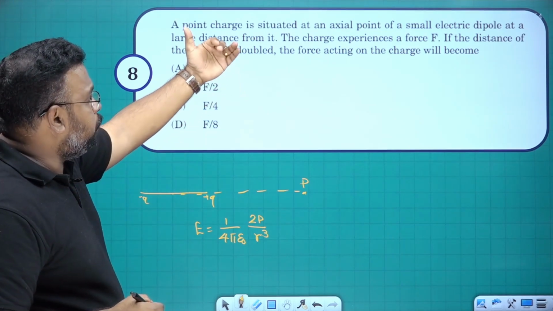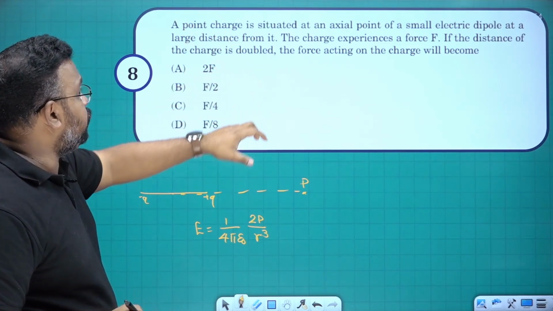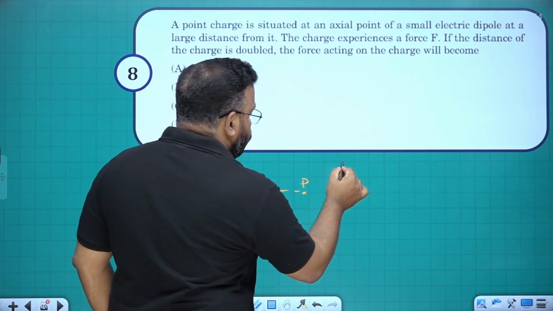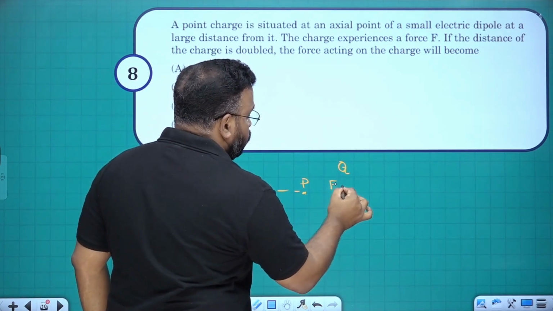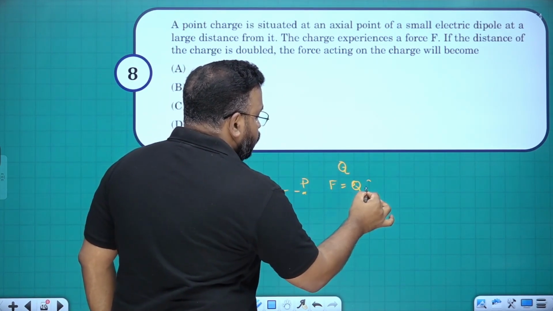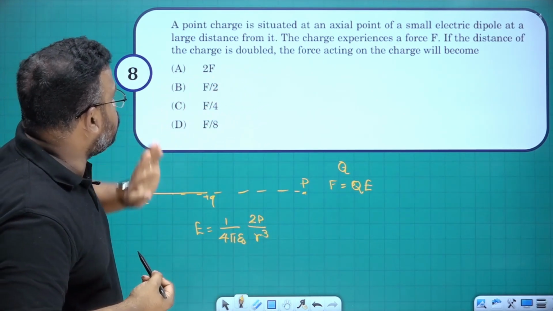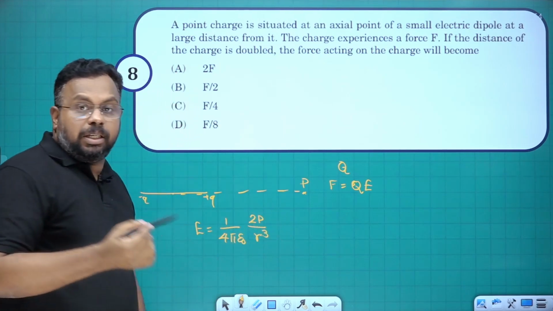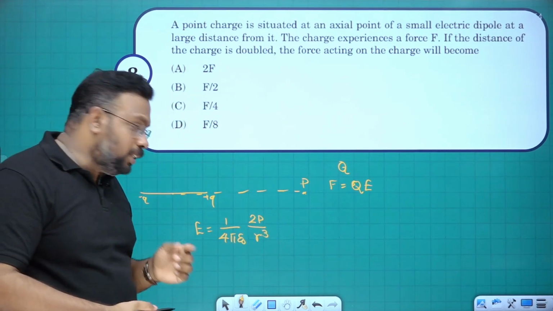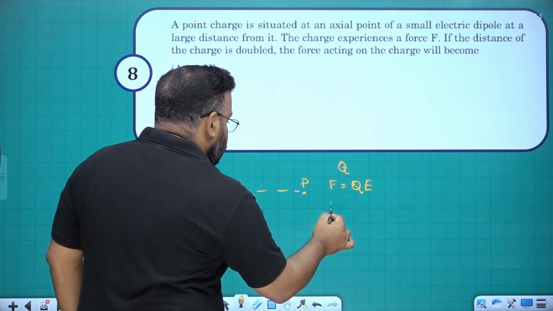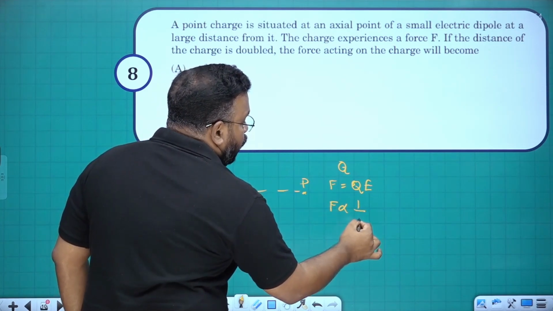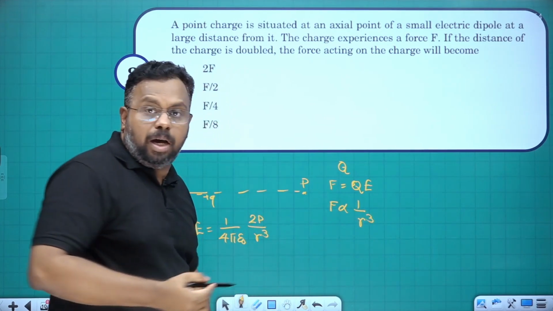So here the charge experiences a force F. A charge is kept at that point. So if I am taking q as a charge, you know that F is equal to what? That is q into E. E value is 1 by 4 pi epsilon naught 2p by r cube. If the distance of the charge is doubled, we need to check how the force varies with the distance only. Distance, how it is related? With r cube, right? Inversely proportional to r cube.